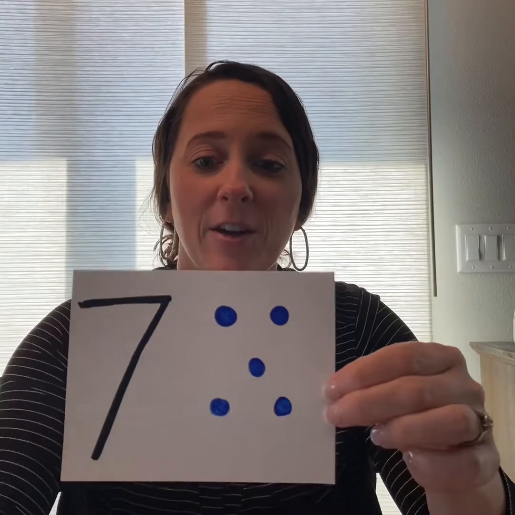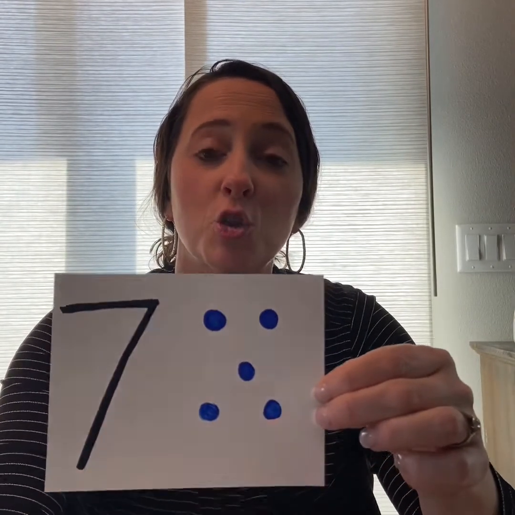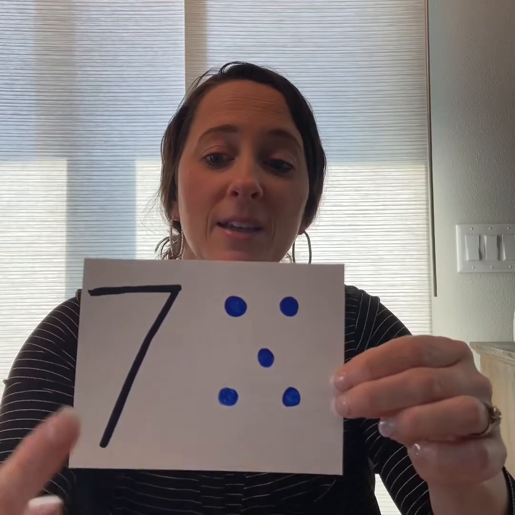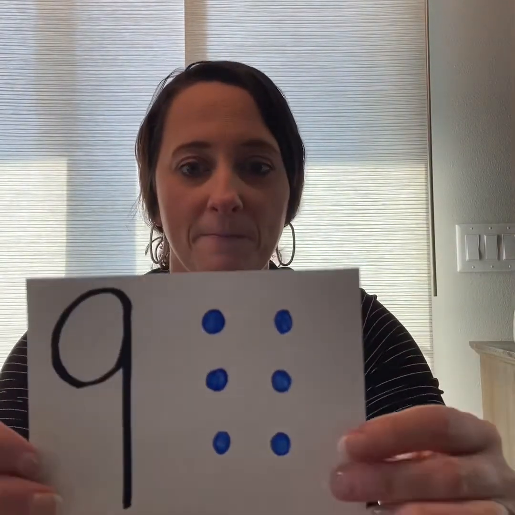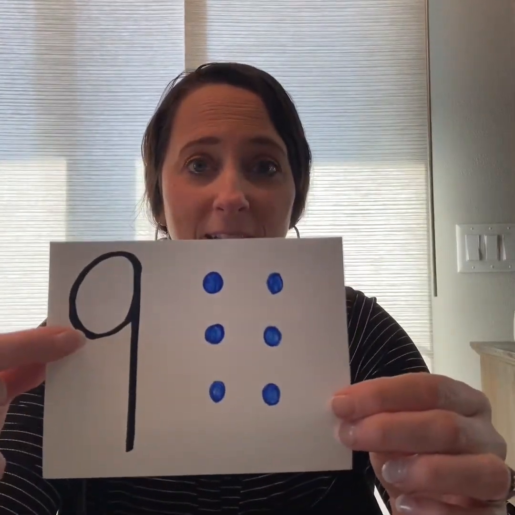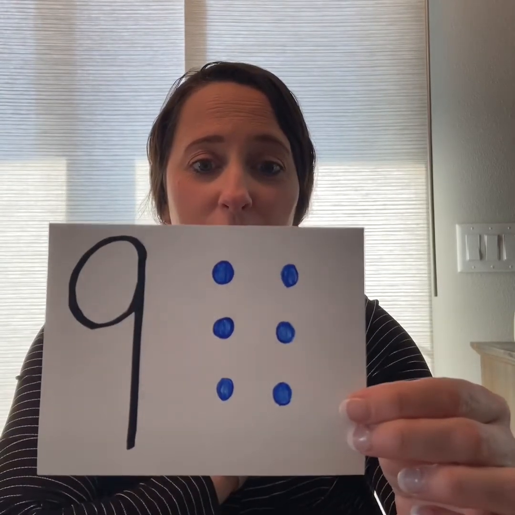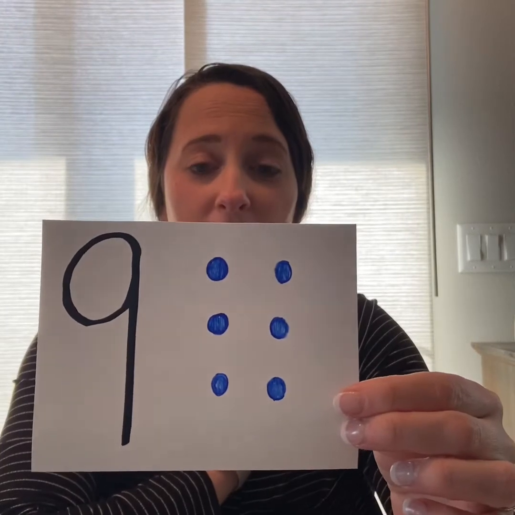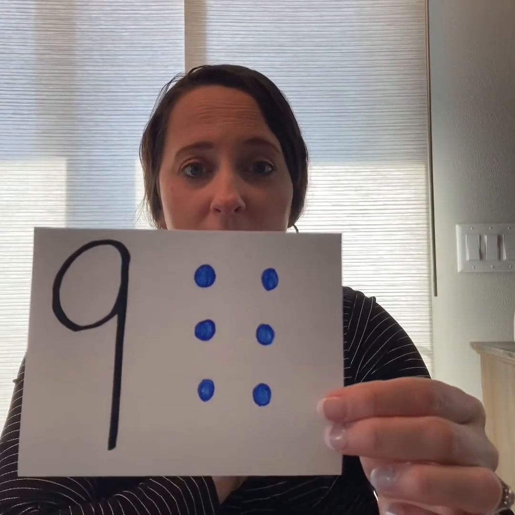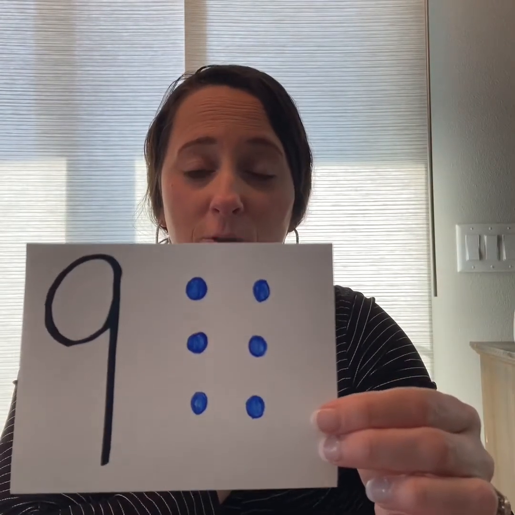So let's do it together. 7, 8, 9, 10, 11, 12. 7 plus 5 equals 12. Next one. We have 9, so they're going to count on from 9, 6 more. Go ahead and do that. Write the number that you get. Also, if you'd like to pause this, you can pause it and then have them write the equation too.